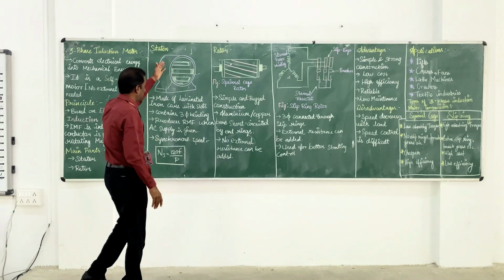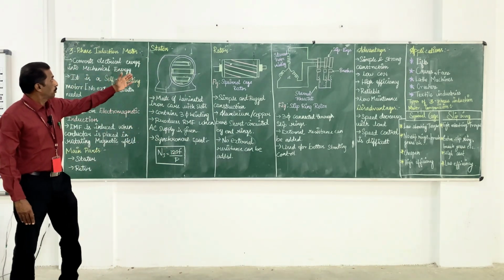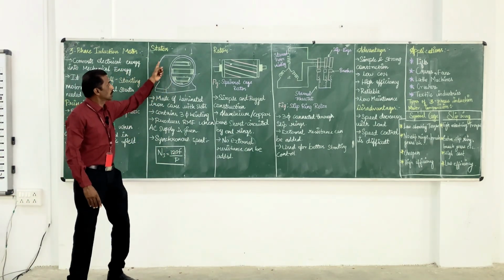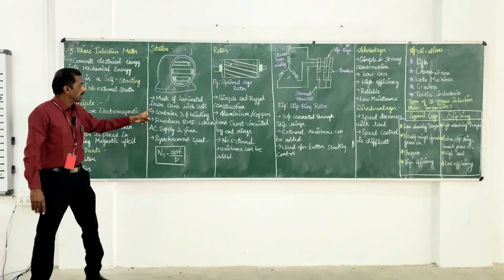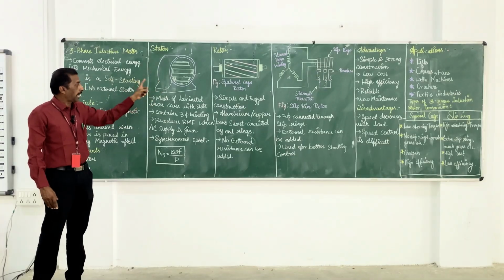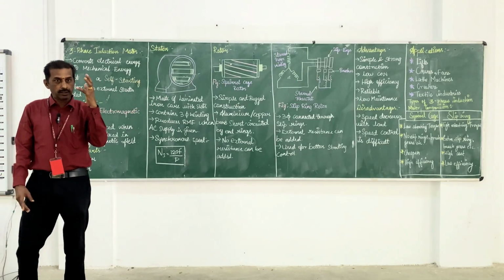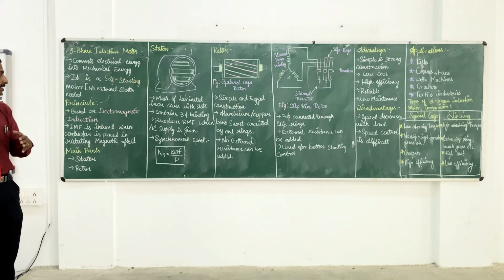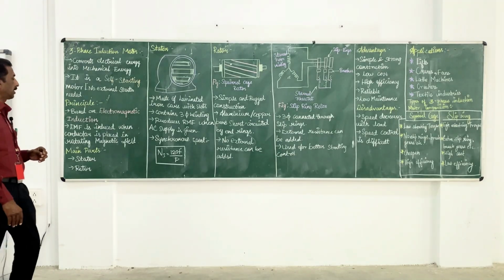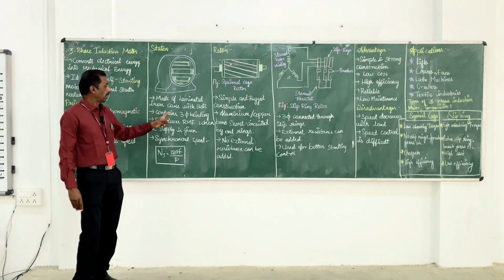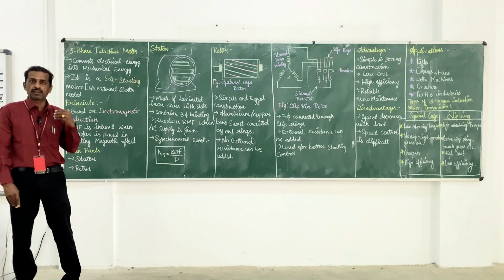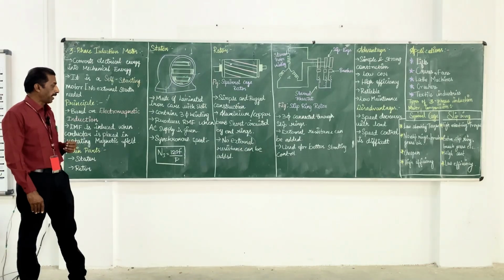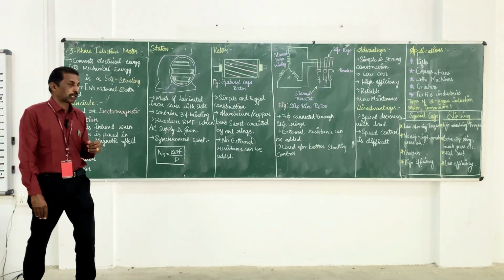Now I am going to discuss construction. This is the stator. This is the body, the yoke, this is the frame, and then these are the slots. The core is laminated to reduce eddy current losses. The stator consists of three-phase winding and produces an RMF, a rotating magnetic field, when we give the AC supply, and the speed is the synchronous speed.